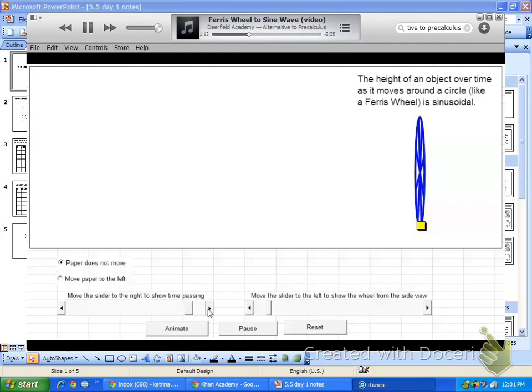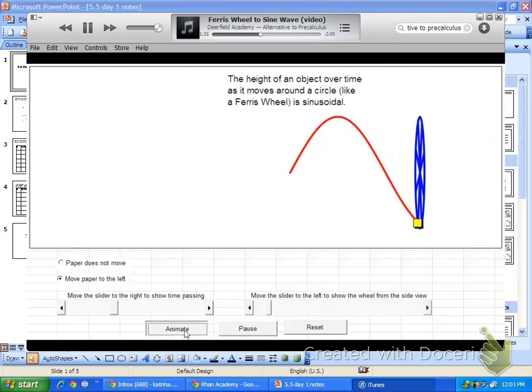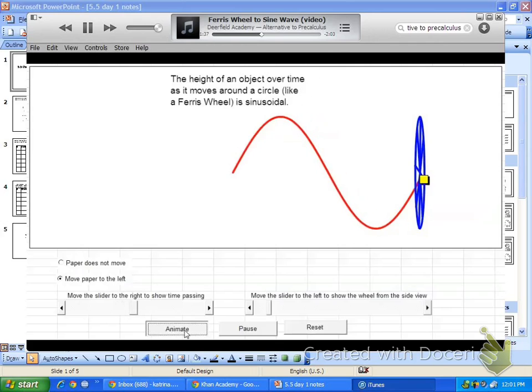If we want to know about the height of the seat on the Ferris wheel over time, what we need to do, like we do again on a seismograph, is have a tracer and the paper moves to the left. So I'm going to do that, and now let's animate this. And that generates a sine wave.